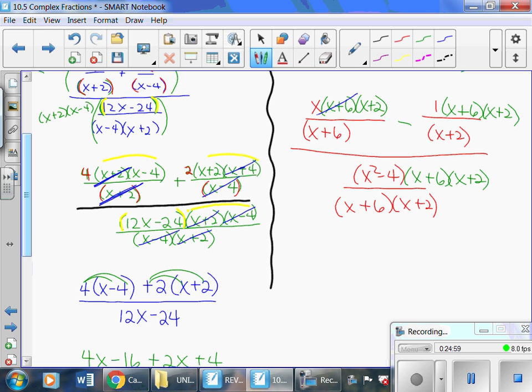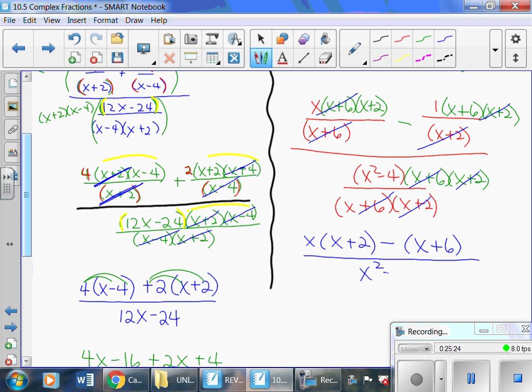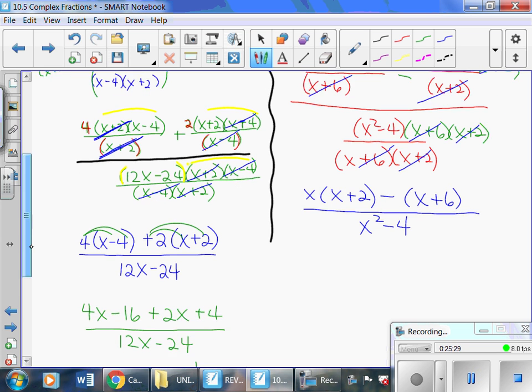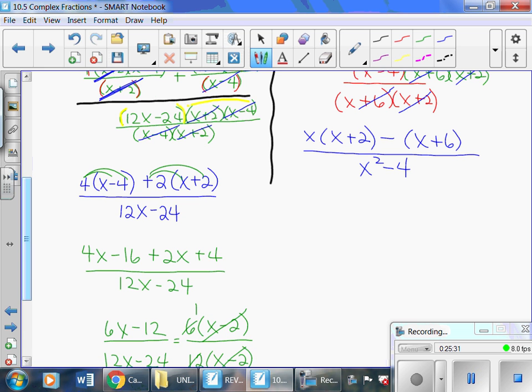So in this case, these cancel. So what am I left with? I'm left with x times x plus 2 in my numerator minus, these cancel out, and I can kind of not worry about that 1, but I have an x plus 6 left, all over, in this case, cancel with these two, and I'm left with my x squared minus 4. And now we're at the same point where we were right over here with this one.